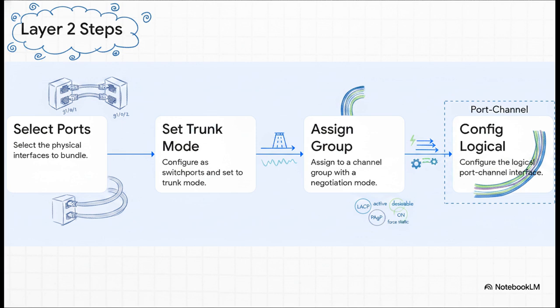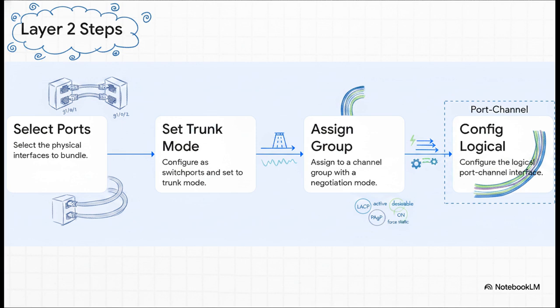First up, you select the physical interfaces you want to bundle. Let's say gigabit 1/0/1 and 1/0/2. Second, you configure them as switch ports and set them to trunk mode so they can carry multiple VLANs. Third, you assign them to a channel group. And you've got to pick a negotiation mode here, like active if you're using the industry standard LACP, desirable for Cisco's PAgP, or on if you just want to force it statically. Once you do that, the switch magically creates a brand new virtual interface called a port channel.